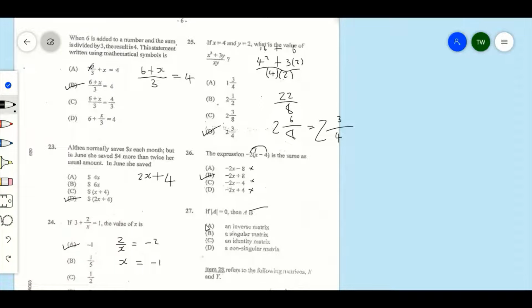Now here to 27, if the determinant of A is 0, then A is a singular matrix. All right. So a singular matrix has a determinant of 0. All right. So the option is going to be B here. All right.